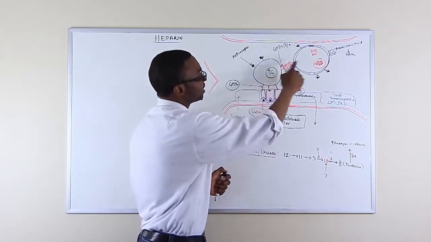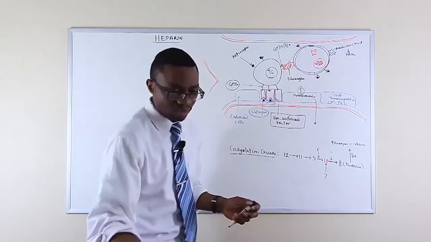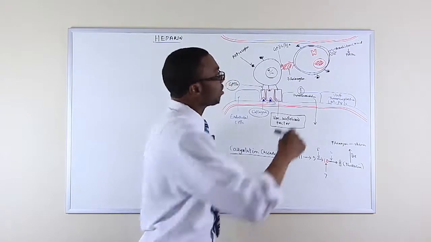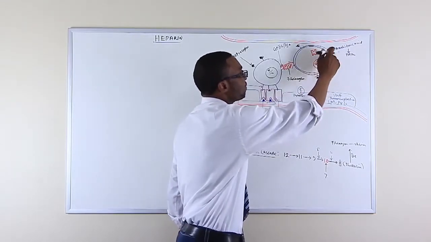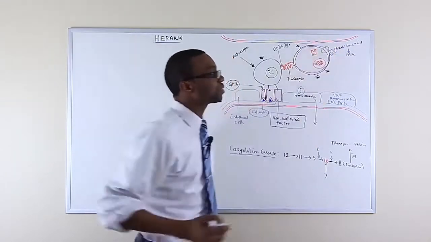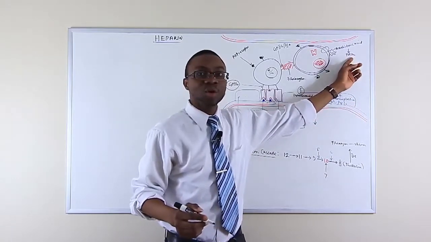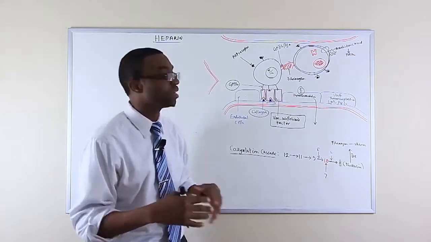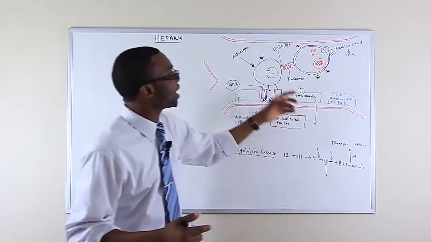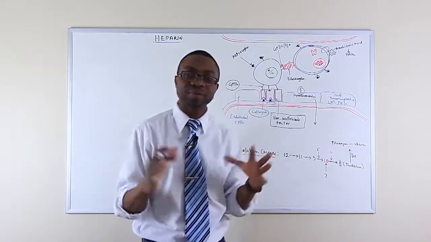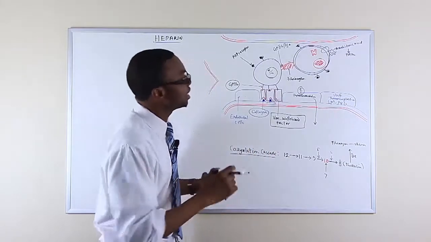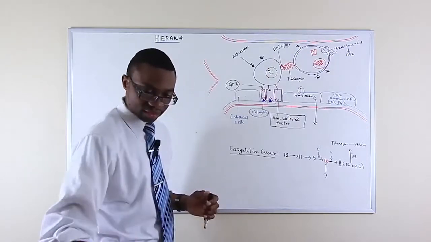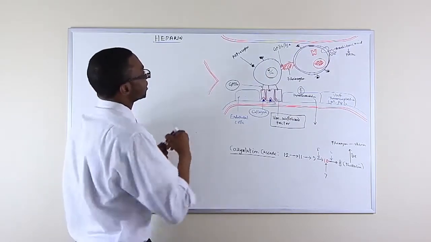Now they have adhered to each other, and you've got a platelet here, another platelet here. Now there's also thromboxane A2, which is made from the arachidonic acid from the membranes of the platelet. Thromboxane A2 also allows for platelet aggregation. So thromboxane A2 and adenosine diphosphate all help platelets to come together. Now the end result is that we've got a bunch of platelets that are stuck together.